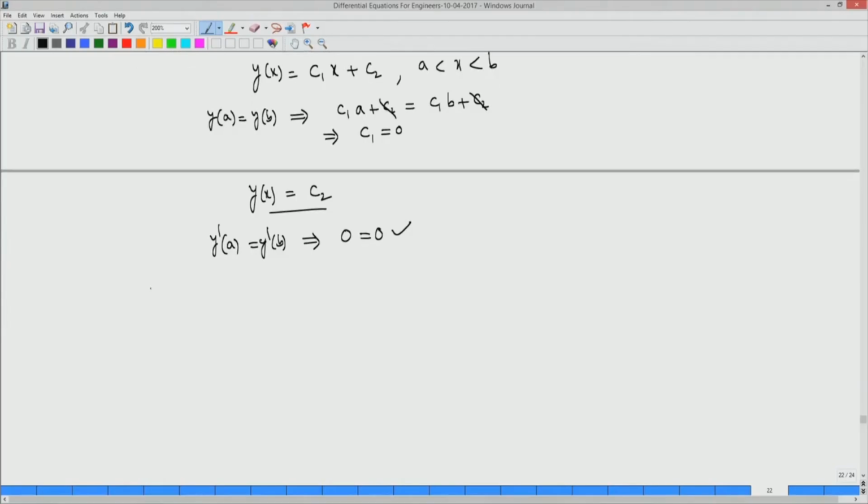So for the eigenvalue 0, what is the solution? y of x equal to a constant is a non-zero solution. If I choose my c2 as non-zero, that is the solution that is actually satisfying the equation when lambda equal to 0 and the boundary conditions. So choose c2 equal to 1; it is an eigenfunction. Because I have a non-zero solution, it is an eigenfunction corresponding to the eigenvalue lambda equal to 0.